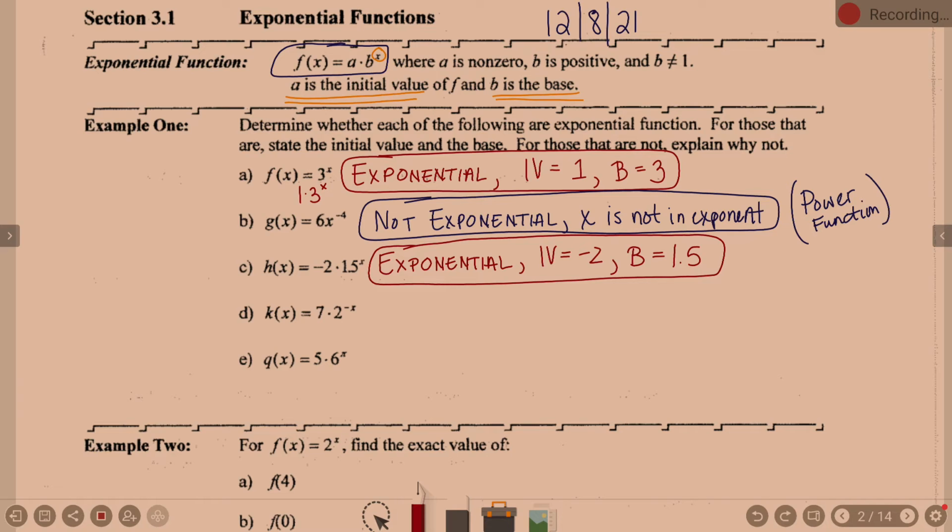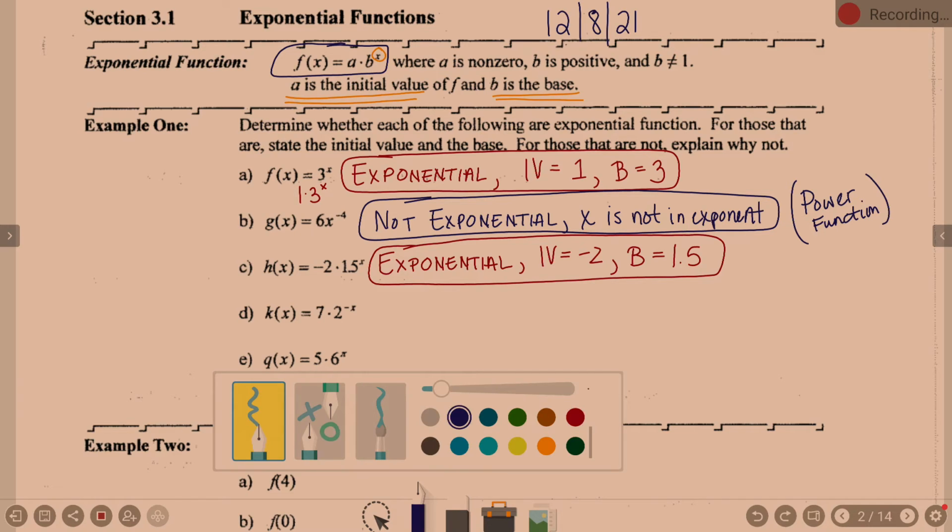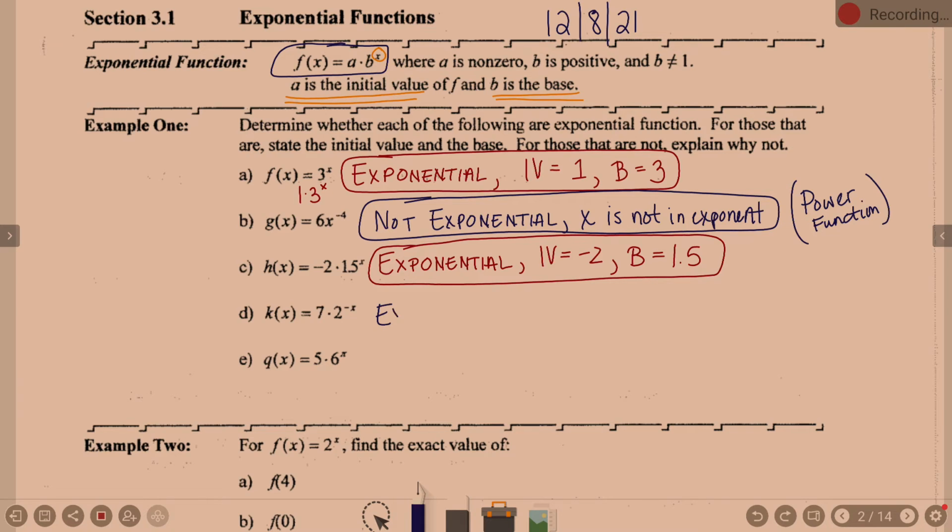So it is exponential. Now the twist is when we go to do initial value and base, specifically the base, we have to do a little tweaking before we can give that information. Because based on our basic exponential form, it's a times b to the x, so the b is raised to a positive x. However, it is exponential. It may be a negative x in the exponent, but it is still exponential.